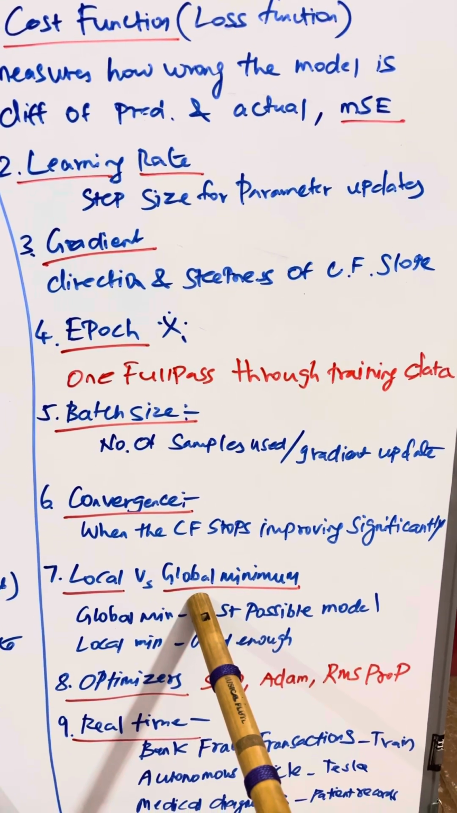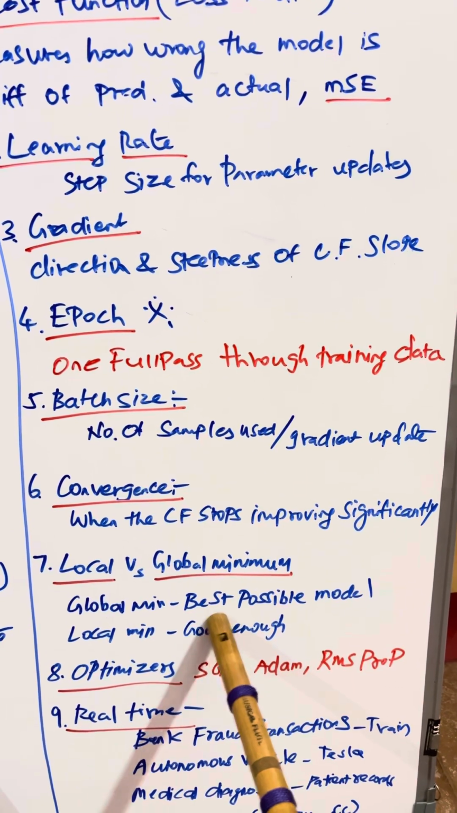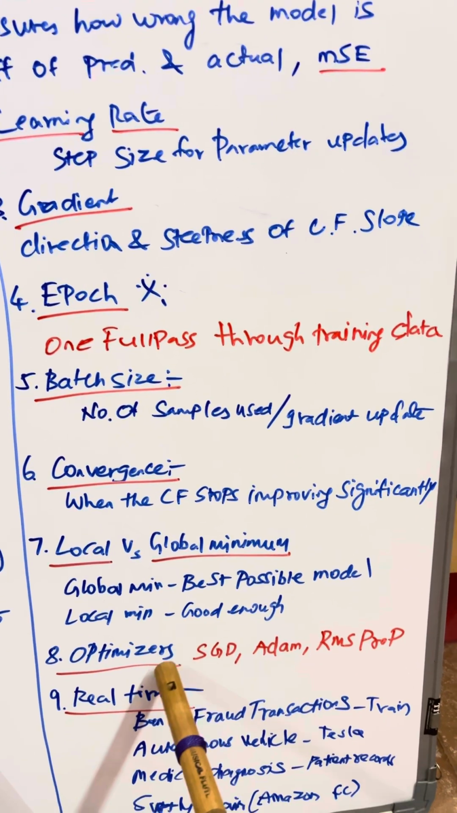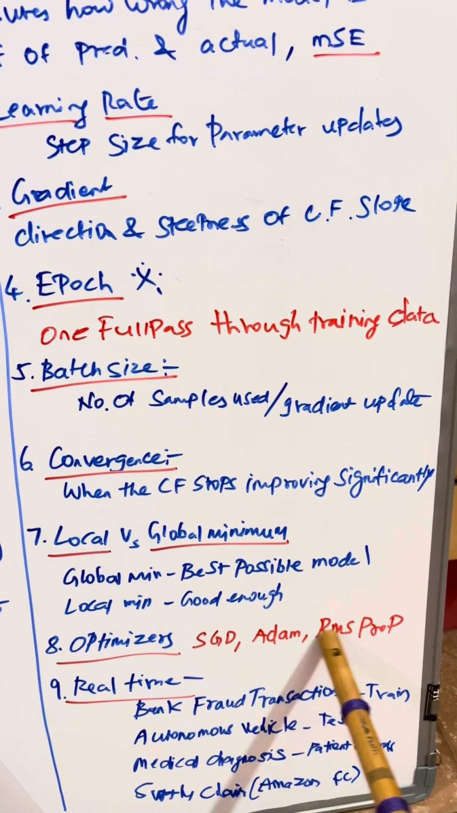Local versus global minimum. The global minimum is the best possible model. Local minimum is good enough. Optimizers, so these were important: SGD, ADAM, RMSprop.